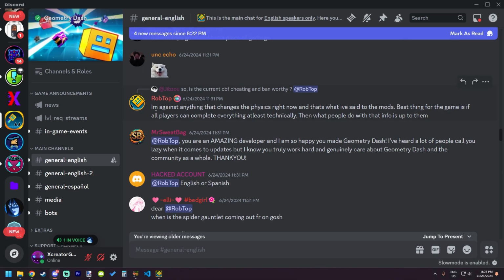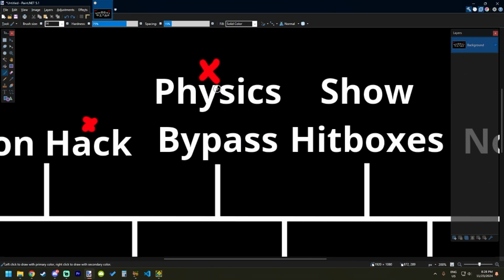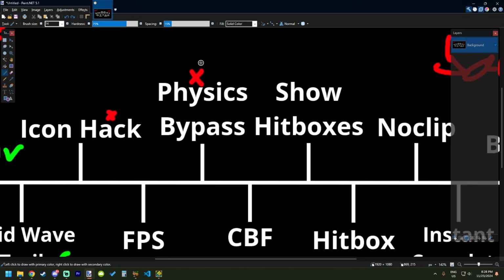But regarding the physics bypass, RobTop specifically says, "I'm against anything that changes the physics right now. And that's what I've said to the mods. Best thing for the game is if all players can complete everything, at least technically." Then what people will do, okay, so he is against physics bypass, and I can totally understand why, and I personally am also against it.